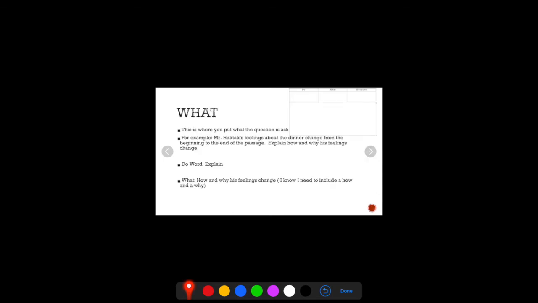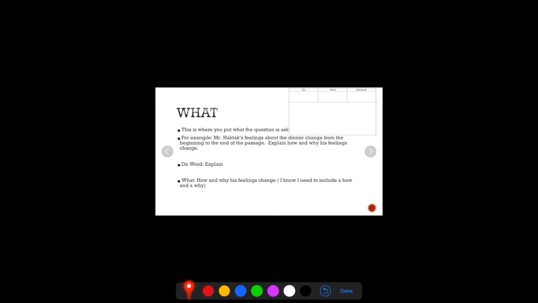Okay, perfect. Next box. What? This is where you put what the question is asking. It got a little cut off there. For example, I think that's supposed to say Mr. Hawk, but I think it got a little messed up. So Mr. Hawk's feelings about the dinner change from the beginning to the end of the passage. Explain how and why his feelings change. So that would be our prompt or our question that we need to answer. If you're writing a response, it's normally called a prompt.